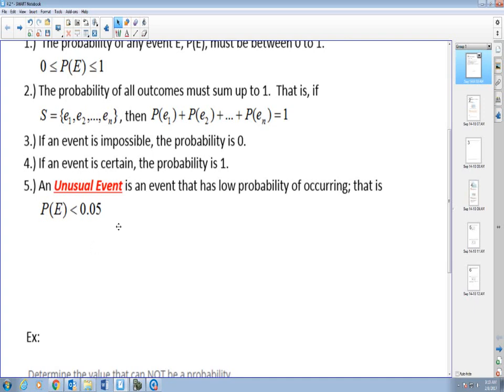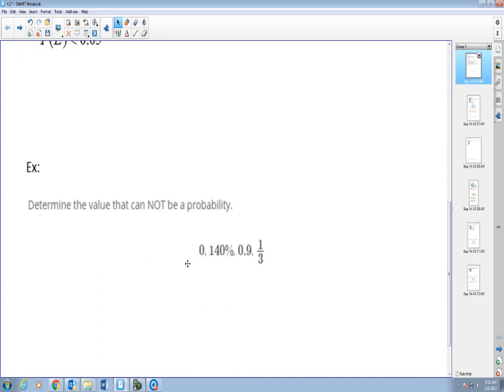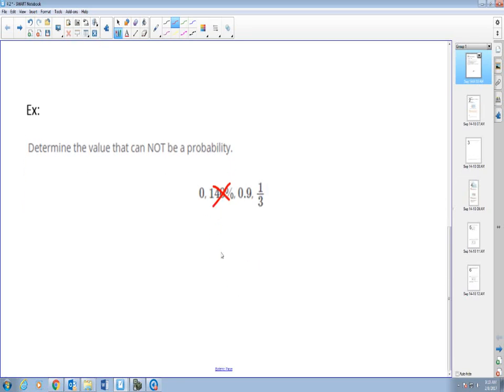Alright, so let's take a look. Determine which one of these numbers cannot be a probability. 0, it can be 0. It cannot be 140%. It can be 0.9 because that's between 0 to 1, and 1/3 is 0.3 repeating, so it can be that. So you cannot be over 100% or negative.